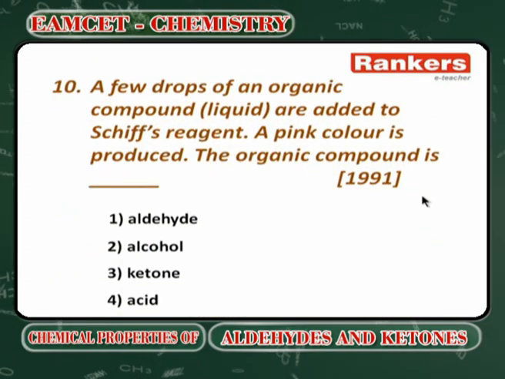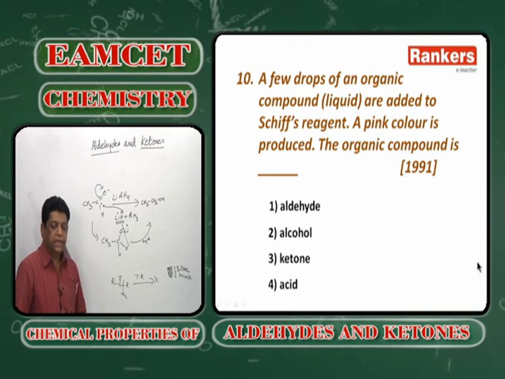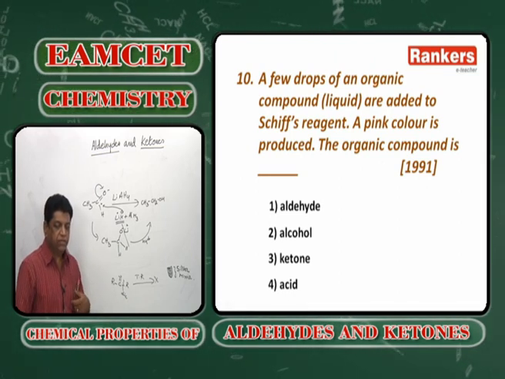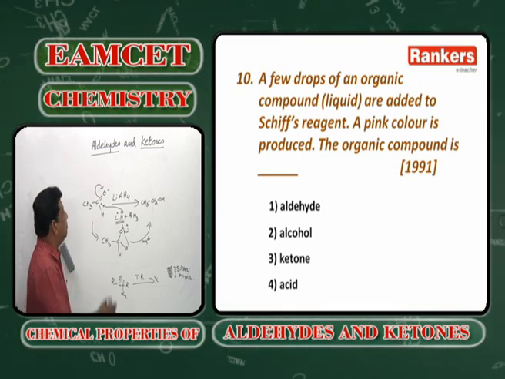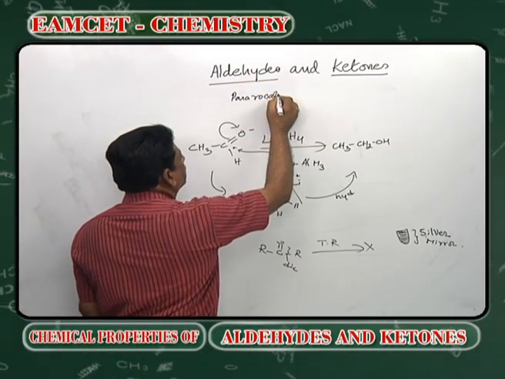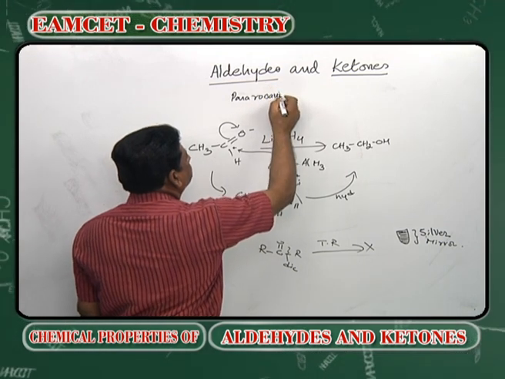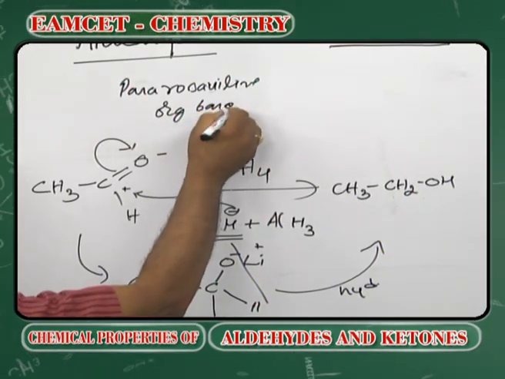Next. A few drops of an organic compound liquid are added to the Schiff reagent. A pink color is produced. What is the organic compound? As I said, there are three reagents: Tollens reagent, Fehling's reagent, and Schiff reagent. However, the Schiff reagent is a little complicated one. It is made from an organic base known as para-rosaniline, which actually has a pink color.